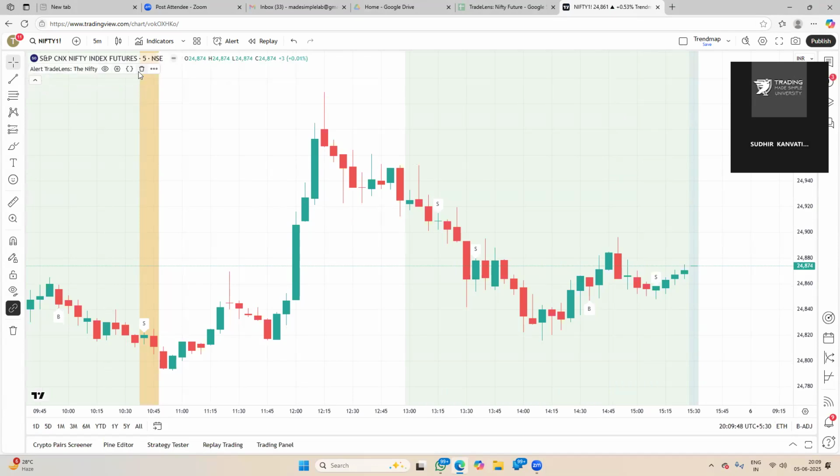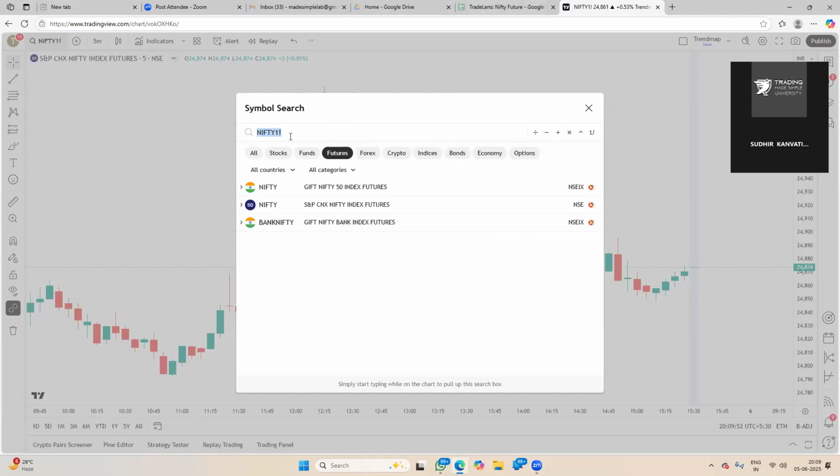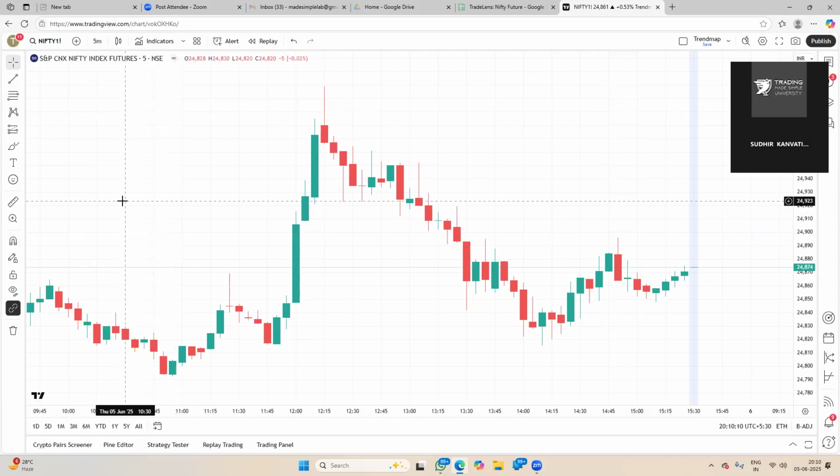I am doing everything from scratch, and we will open the Nifty future chart. So first thing you should understand is that it's a future chart, and the code is like this: S&P Next Nifty Index Future. This is one thing. And second thing is that the time frame is 5 minutes.